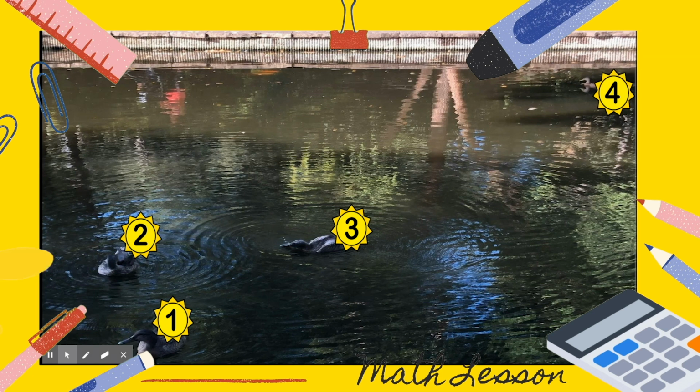Now let's think about how to add those. We had 10 ducks in the first group, 4 ducks in this group. How many is that all together? That's right, 14. 10 plus 4.